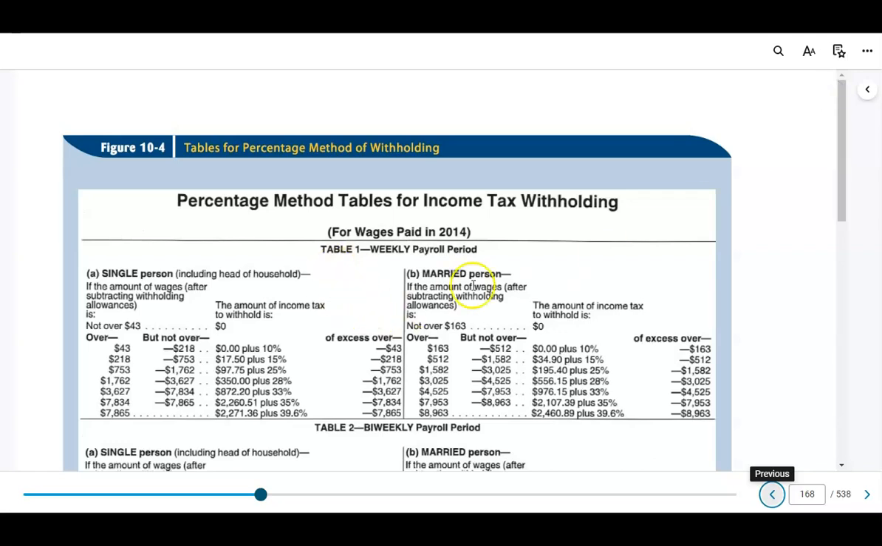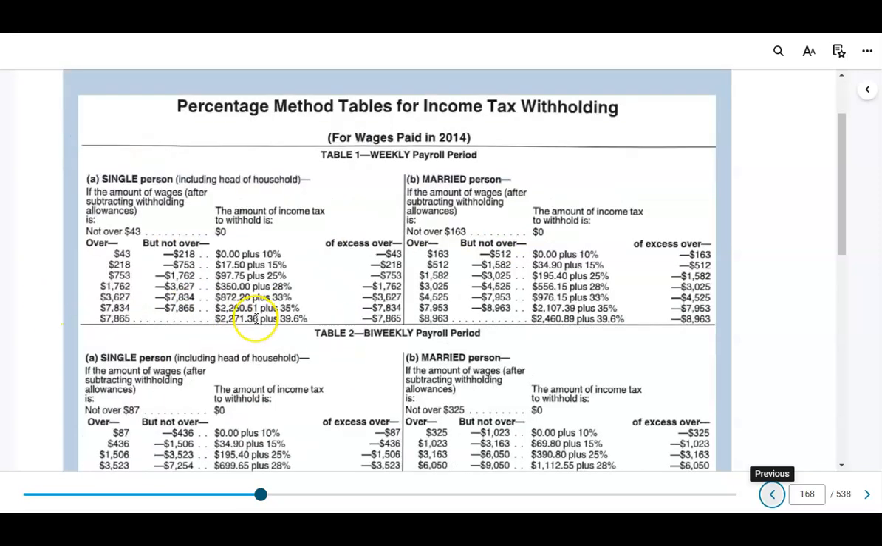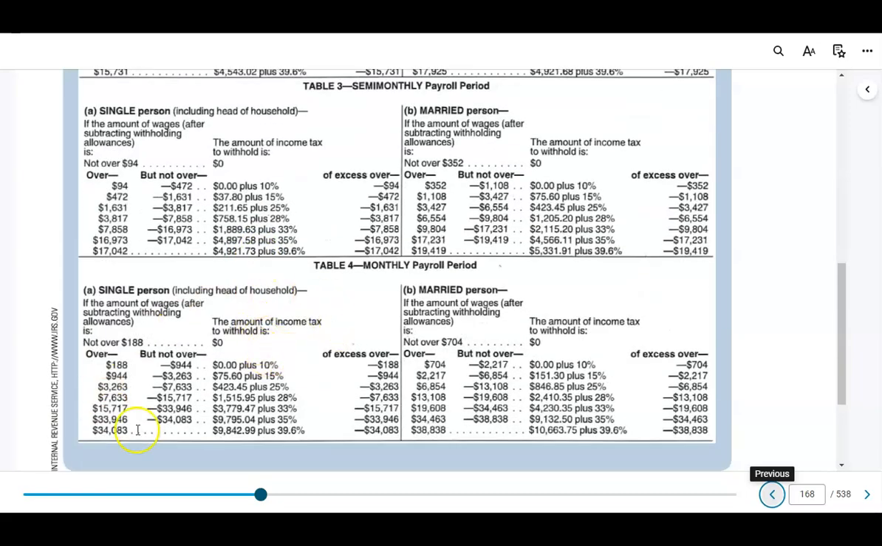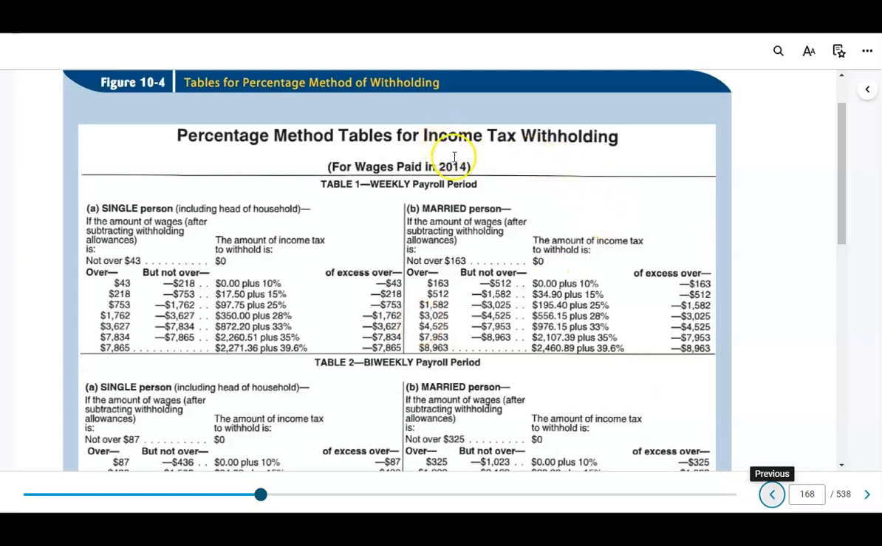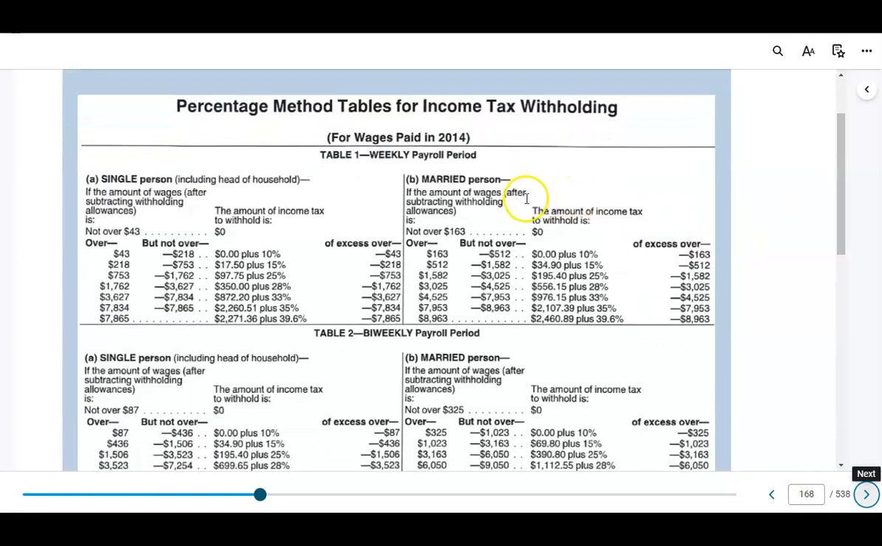Okay. Also in each table, it's separated by single or married. So if Kyle happened to be single, we would focus on this section here. If he got paid monthly and he was single, we would use this section here. But because he's paid weekly and he claimed to be married, payroll register, we're using this section.